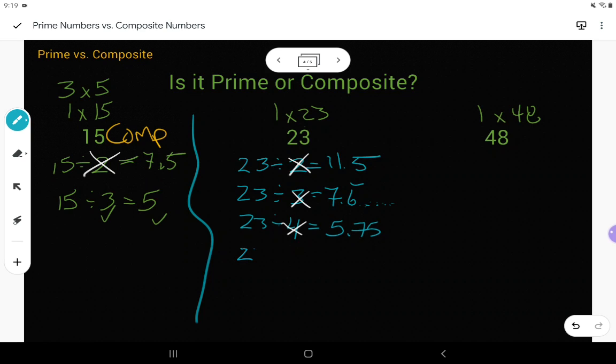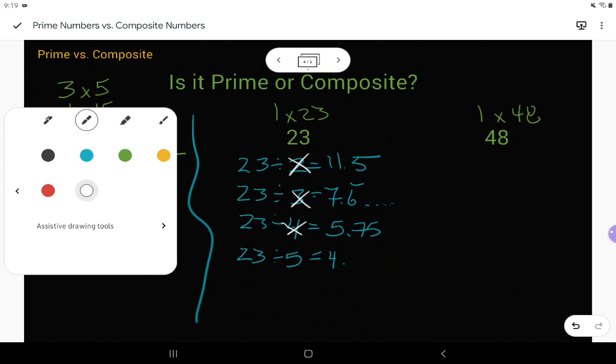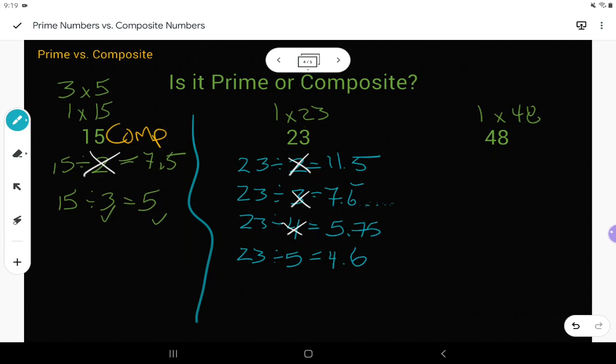Then I'm going to go 23 divided by 5. And 23 divided by 5 gives me 4.8. And again, not an ugly decimal number. Sorry, not 4.8. 4.6. I like to be accurate. But that, again, is a decimal number. 5 is not a factor.